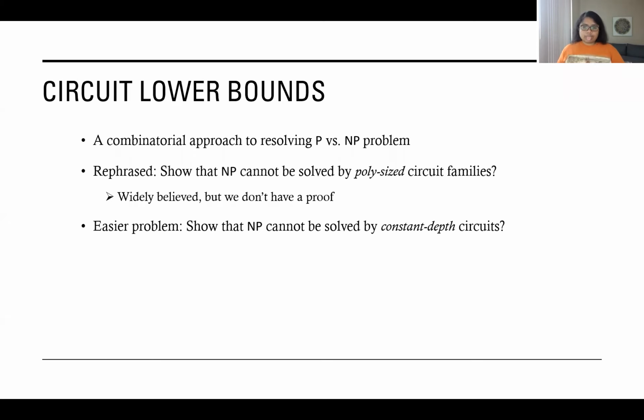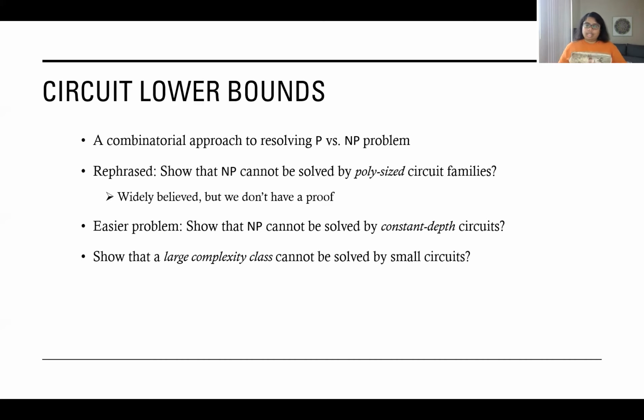There are some things we can show, for instance, that parity doesn't fall into this very small constant depth class AC0 and so on. But beyond that, there isn't much more we can say. So let's try and make the problem easier. Can I take some very, very large complexity class and show that it cannot be solved by some very, very small circuit family? And here you start seeing some progress happening.